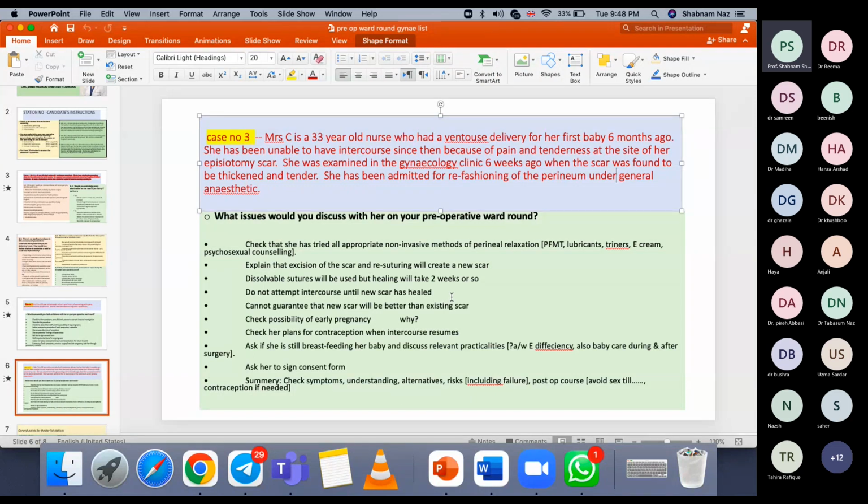The new scar may not be better than the previous scar. And until healing, dissolvable uterine sutures will be used. These sutures are dissolvable in 2 weeks. It will take more. So until the healing occurs, you have to avoid coitus.